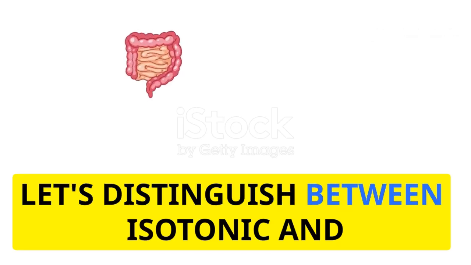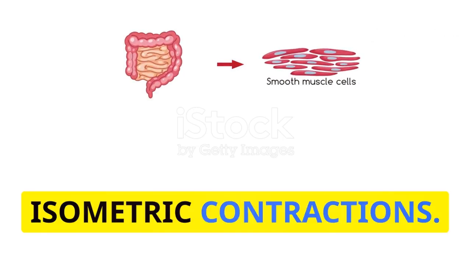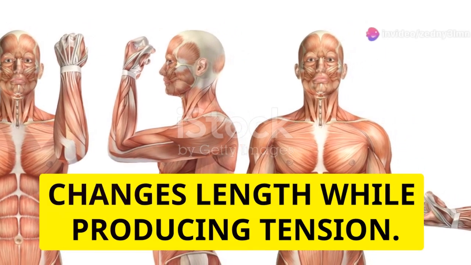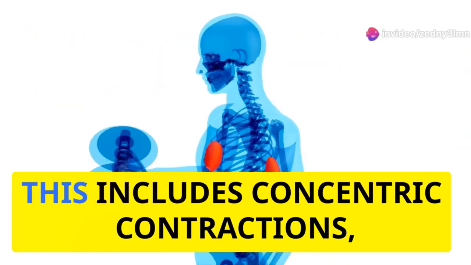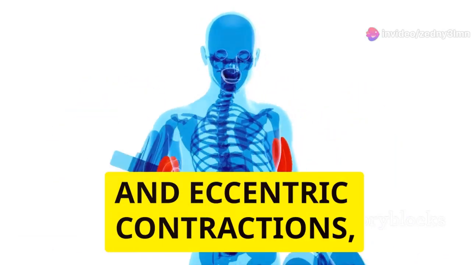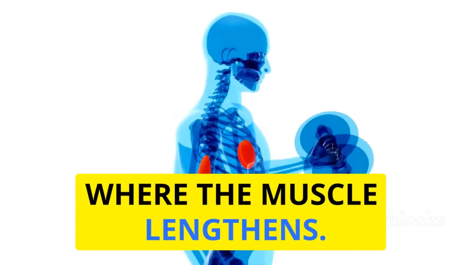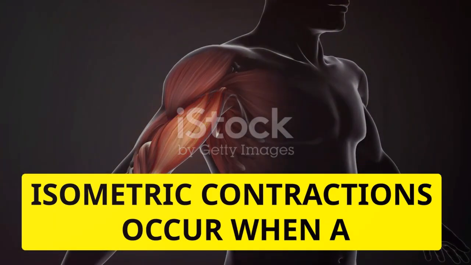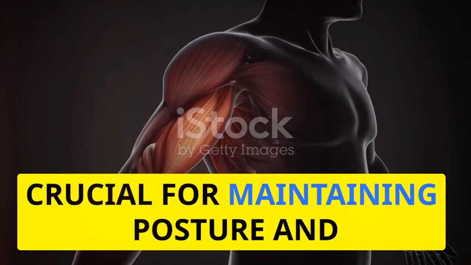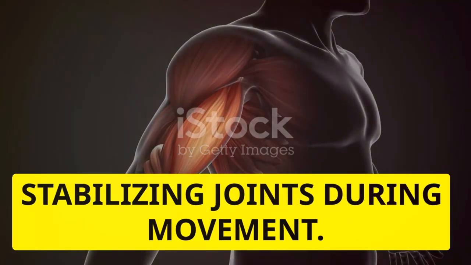Finally, let's distinguish between isotonic and isometric contractions. Isotonic contractions occur when a muscle changes length while producing tension. This includes concentric contractions, where the muscle shortens, and eccentric contractions, where the muscle lengthens. Isometric contractions occur when a muscle produces tension without changing length, crucial for maintaining posture and stabilizing joints during movement.